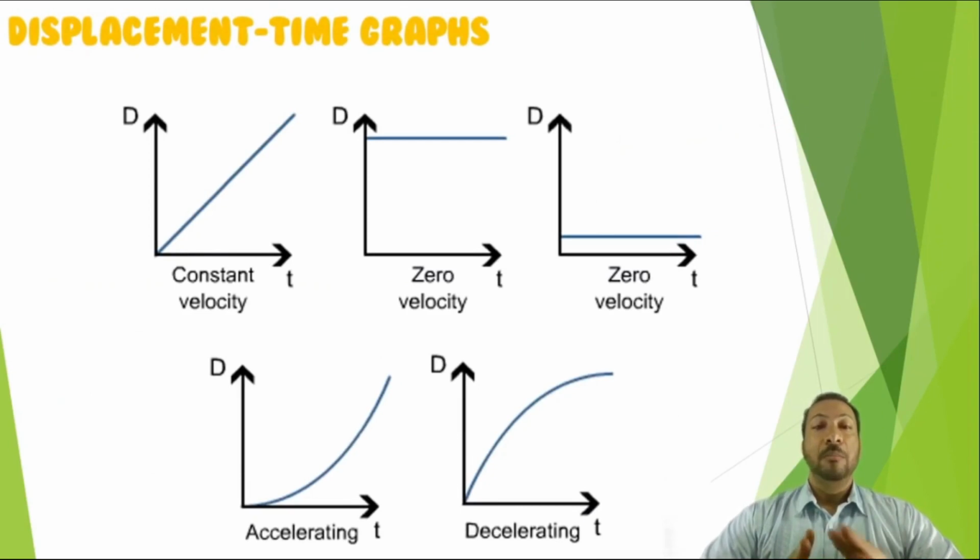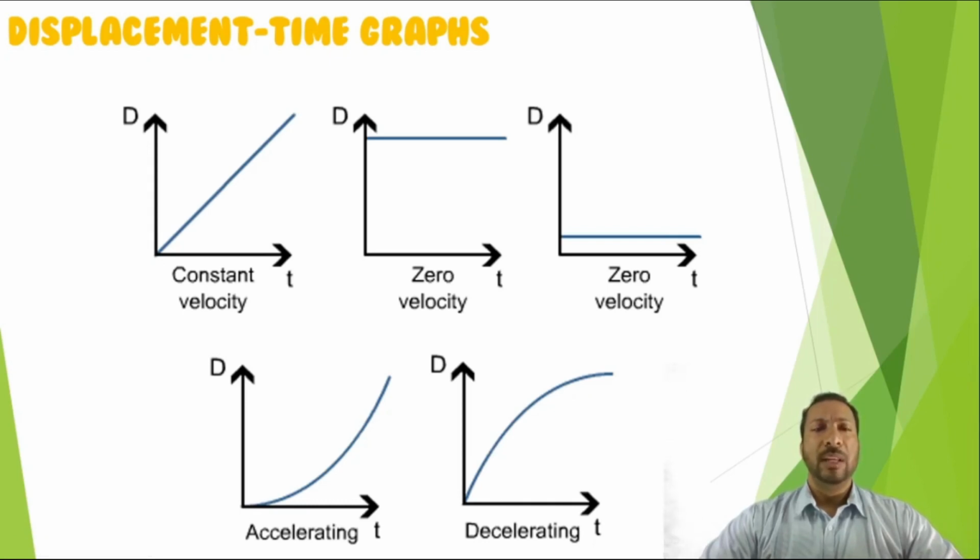Now, let's get into the meat of today's lesson, displacement time graphs. We should be able to interpret them and see what they mean. So, the first kind that we'll be looking at is a graph that is sloping upward in a straight line manner. When that is the case, we say that it is showing constant velocity.